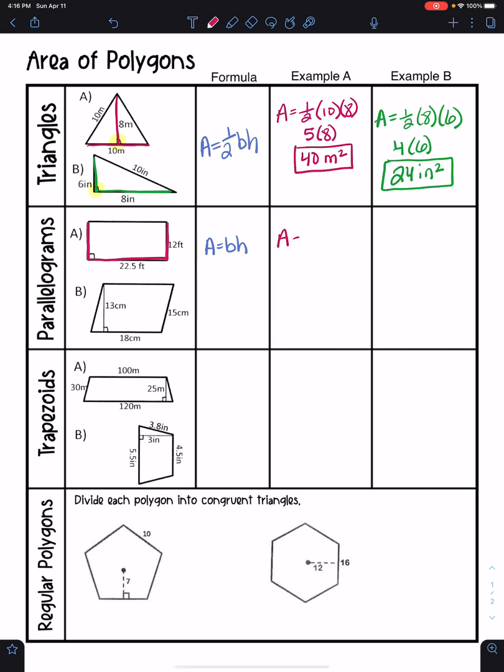So the base and the height of that shape are 22.5 and 12. You are allowed to use your calculator as long as you show your work. So I'm going to put 22.5 times 12 into my calculator to get 270. And again, area is square units.